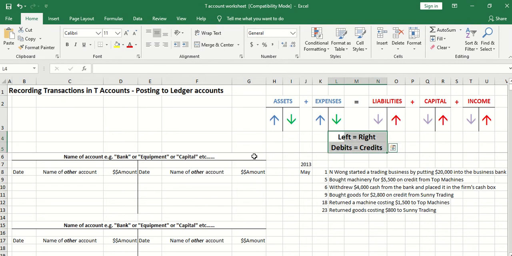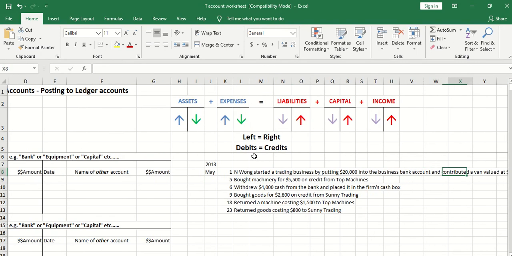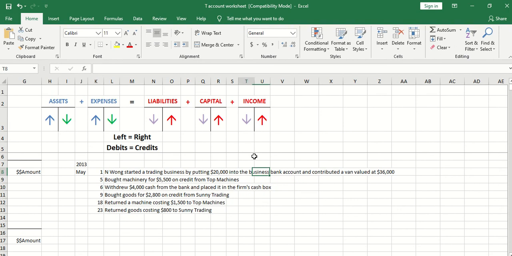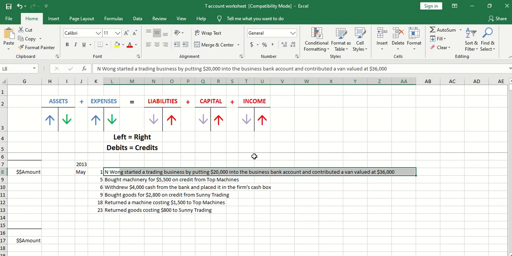So this may seem all a little bit abstract. Let's try to record some specific transactions to show you how this works. May the 1st, here's a transaction. N Wong, this is a long one. N Wong started a trading business by putting $20,000 into the business bank account and contributed a van valued at $36,000. Let's do the first one to begin with.